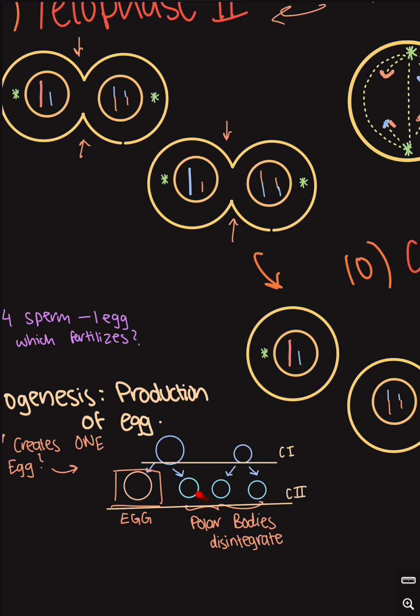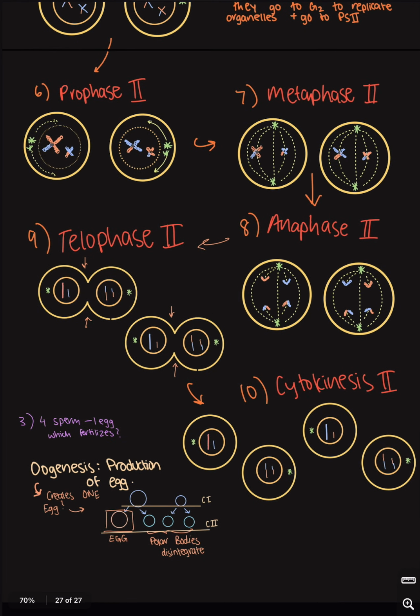So these small ones are called polar bodies, and they don't really help humans, but they are useful in plants, and they just eventually disintegrate, okay? So that's how you created 1 egg.